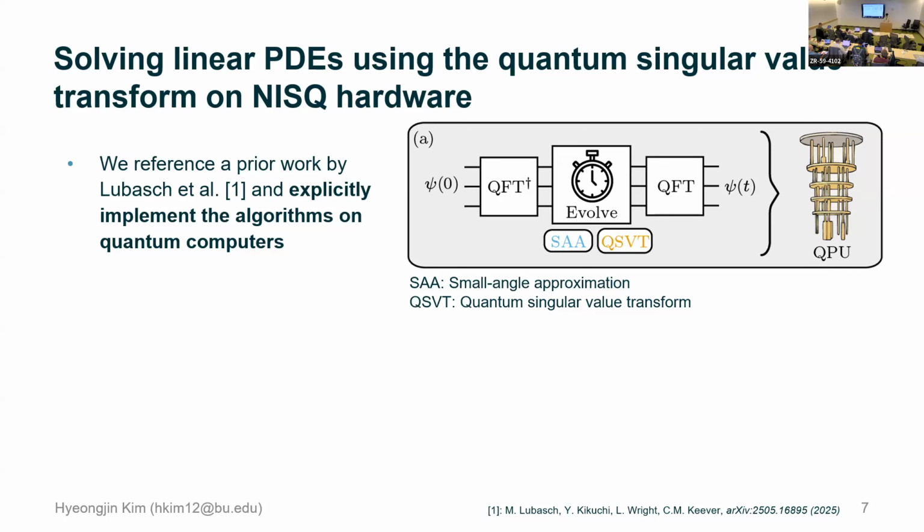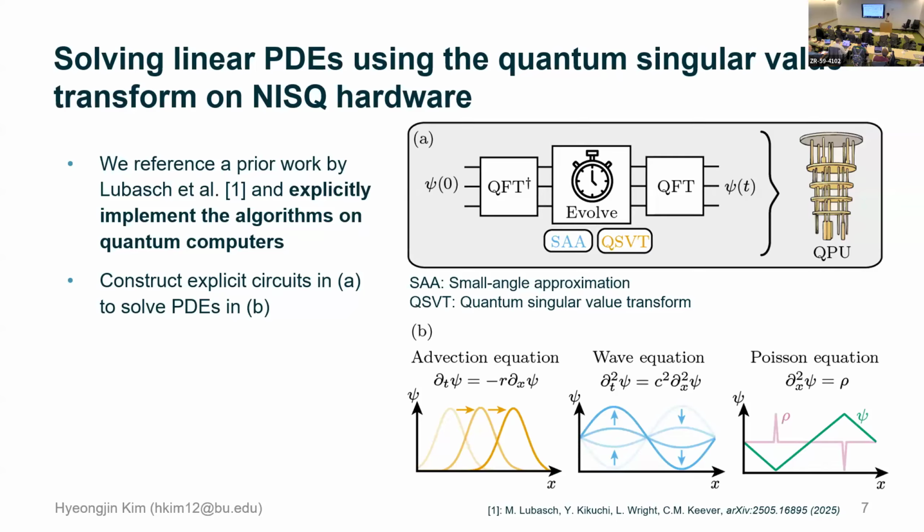And as laid out in this paper, we use two different levels of approximations. One is SAA, which is the small angle approximation, and the other is the QSVT, which is the quantum singular value transform. I'll define these terms later, but to highlight, we use two different approximations for implementing this middle evolve circuit, and then we do an implementation of this and then compile it and put it on some IBMQ hardware to run our algorithms.